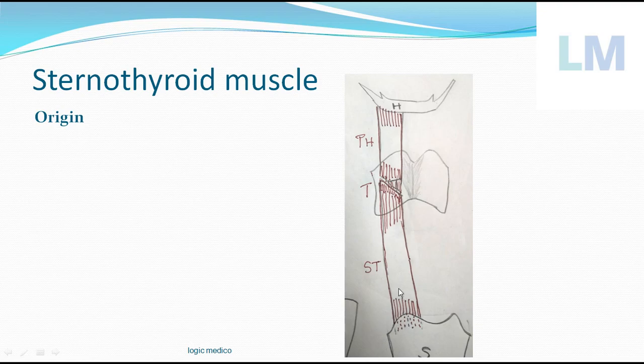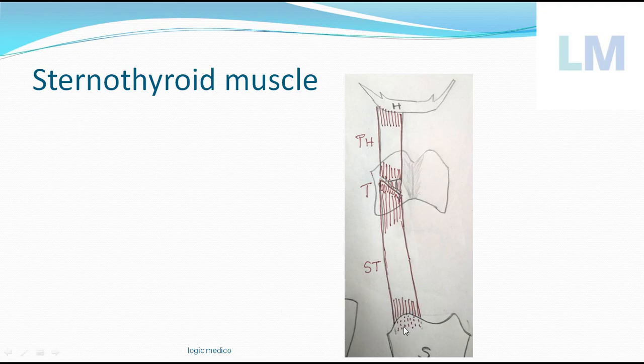It runs upwards and slightly laterally to get attached to the thyroid cartilage, but there will be a line like this. If a line is like this, it's vertical. If a line is like this, it's horizontal. What if the line is like this, neither vertical nor horizontal? What is this? Okay, we'll see that.